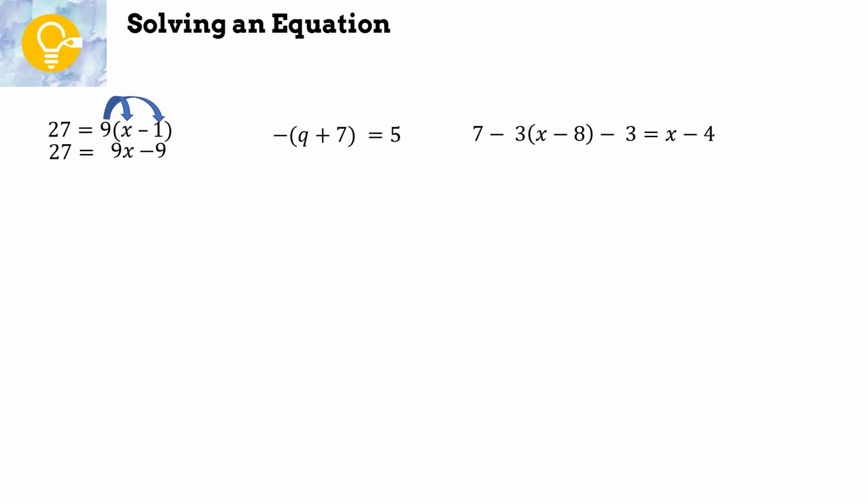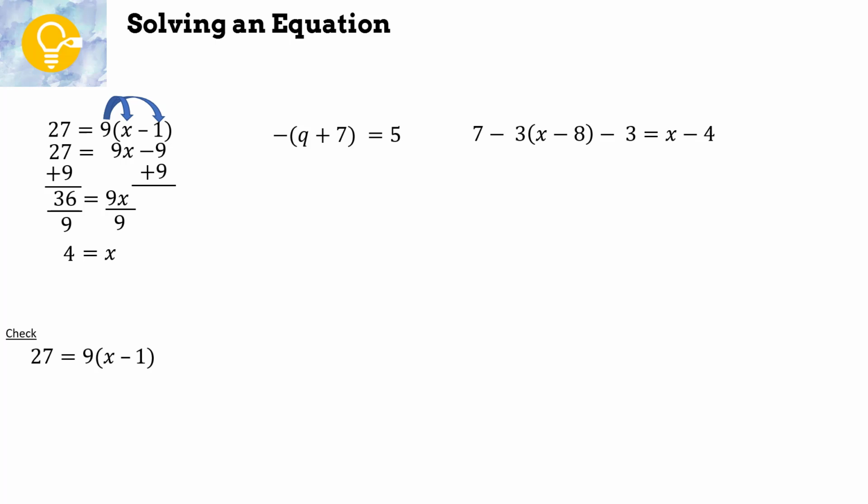Now, we have the 9x by itself on one side, but we need to get rid of the subtract 9. So the opposite of subtracting 9, or negative 9, is adding 9. So we're going to add 9 to both sides of the equal sign. 9x equals 36. We want x by itself. We're going to divide by whatever's hooked to the variable, which happens to be 9. And we have x equals 4. I'm guessing you're getting pretty good at this.